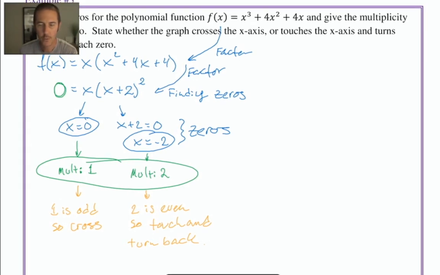What is the degree of this polynomial? Look at the original polynomial. What's the degree? What's the largest exponent? 3. And what about the leading coefficient? What number is there in front of the x to the third? That looks like an invisible positive 1 to me.